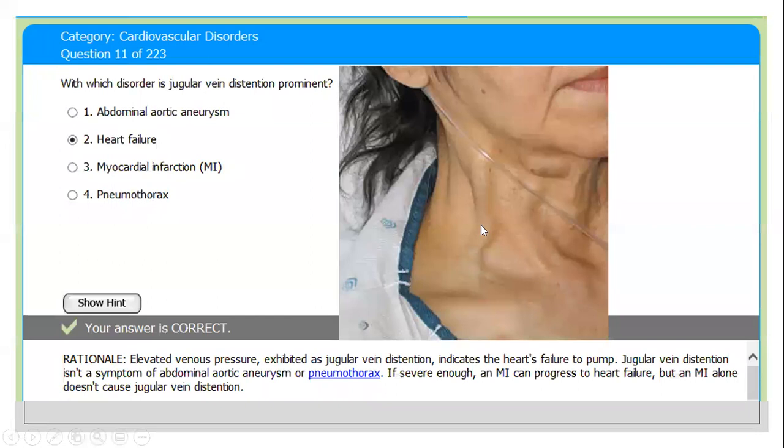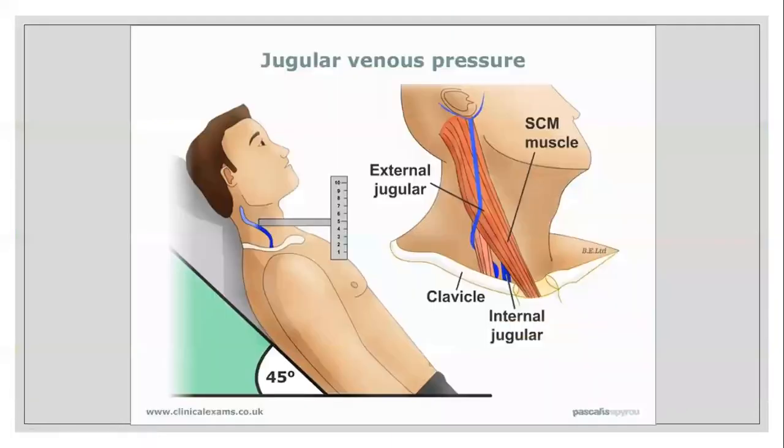Jugular vein. So when the heart fails, jugular venous pressure will go up, right? So this elevated venous pressure is exhibited as jugular vein distension. This is the vein. It indicates the heart fails to pump. Jugular vein distension is not a symptom of abdominal aortic aneurysm or pneumothorax. If severe enough, MI can progress to heart failure, but MI alone does not cause jugular vein distension.